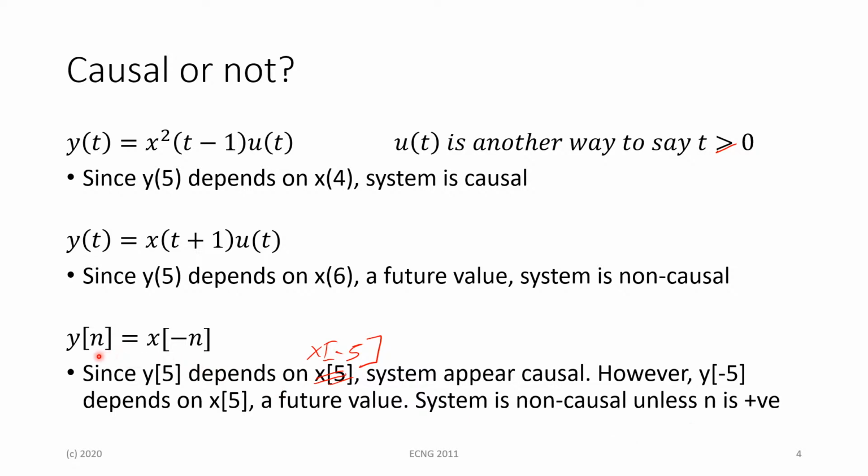So if we said n was equal to 0, in particular, that means it will be at the same value accordingly, because it will be y of 0 and x of 0.